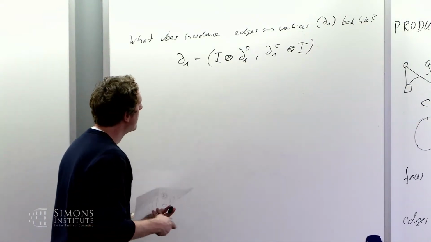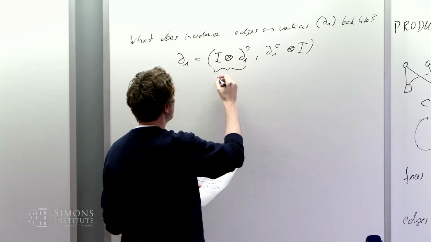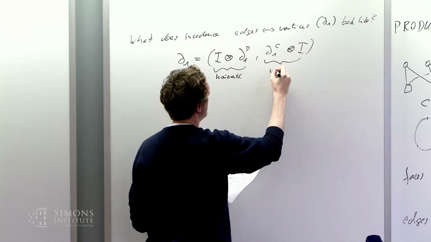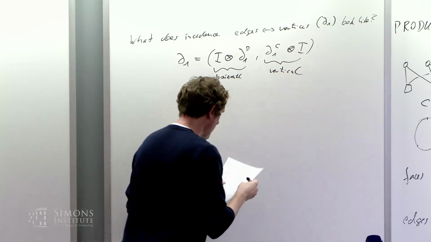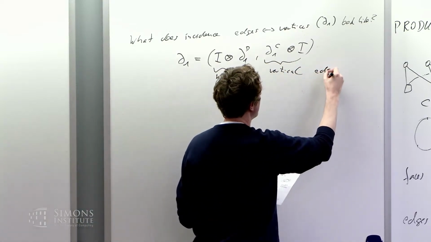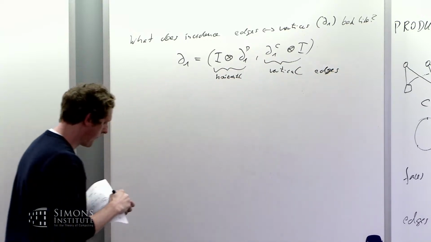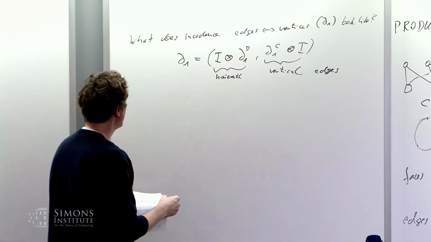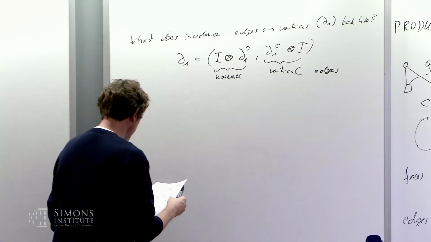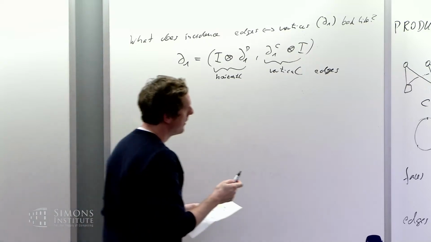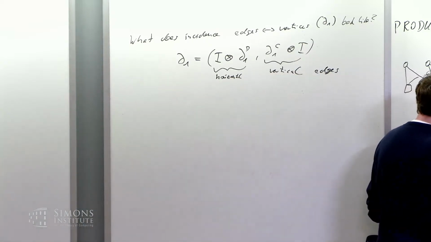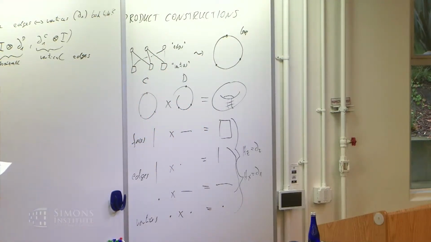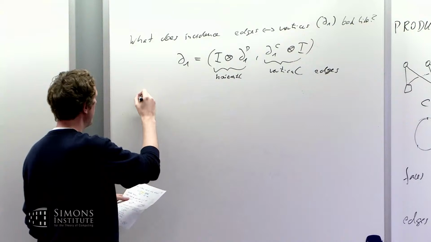Okay. So we call this horizontal and this vertical edges. Okay, and now the last thing I want to talk about is the way the code words in the product structure relate to the code words in the input vectors. This is called the Kunneth theorem.